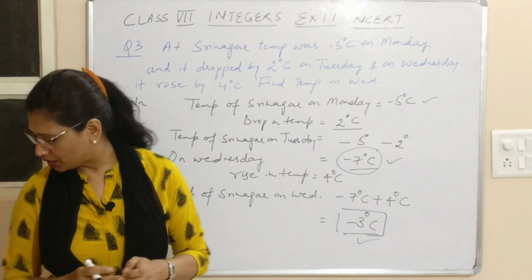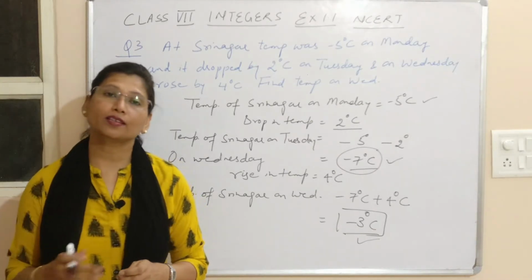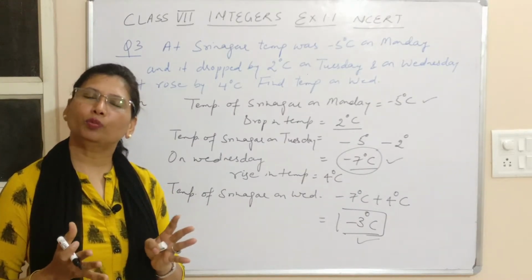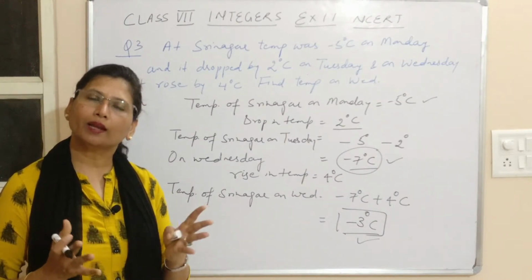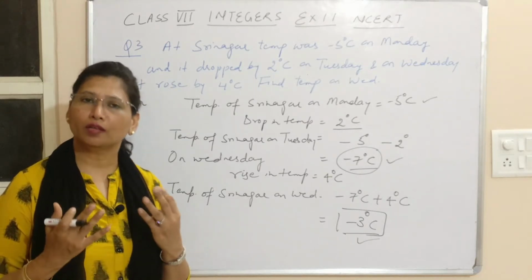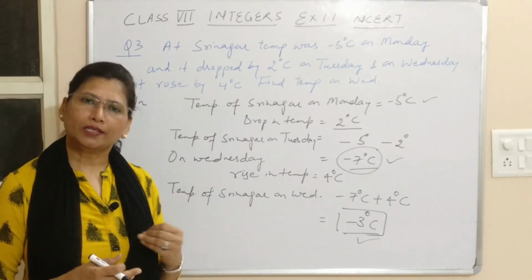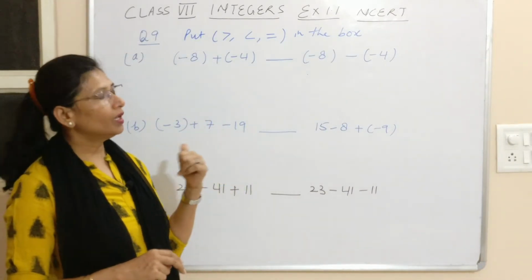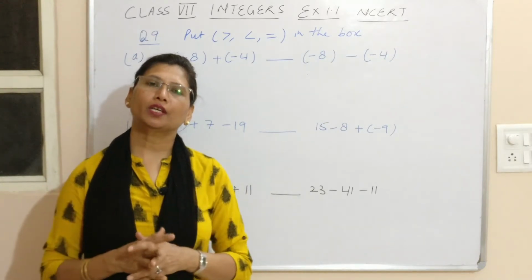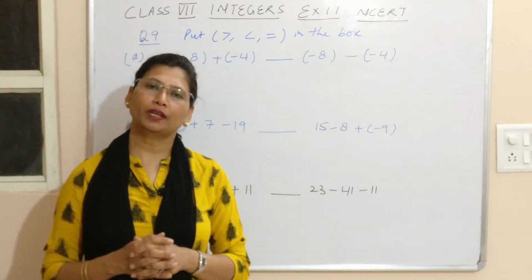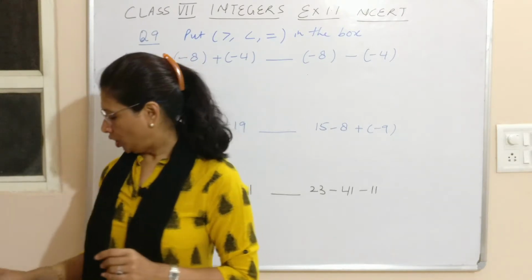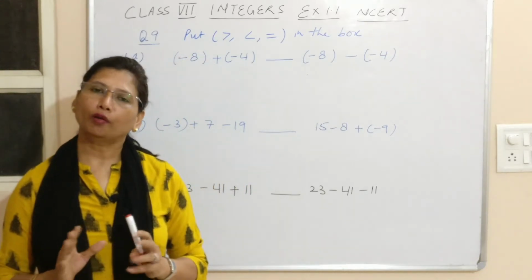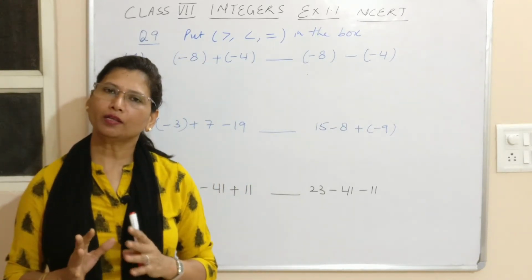Now after this, the next question I would like to take is question number 9, because this question is slightly different. We have to find out which side is greater, which side is less, and which side is equal. So in continuation with the exercise, I am taking question number 9. As you can see, we have been given two sides and we have to find out which side is greater, which is less and which is equal.